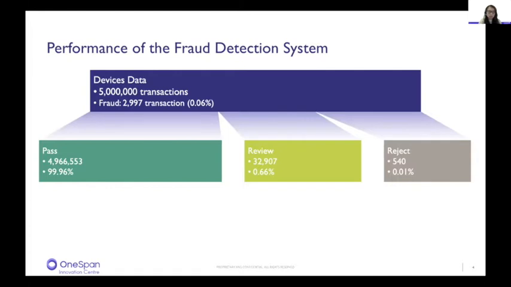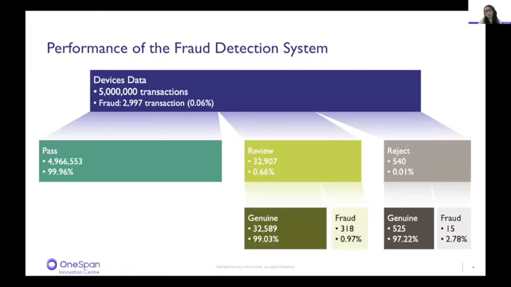The fraud detection system did classify all the transactions into 3 categories: the pass, review, and reject. Within the reject category, the system will reject the transaction directly, and there are only 15 fraudulent transactions out of 540. For the review category, we require a human expert to view the data points one by one. Within the 33,000 data points, there are only 318 fraudulent transactions.